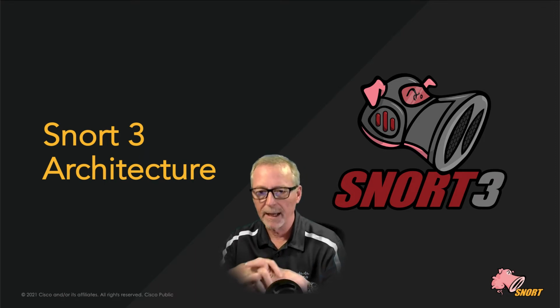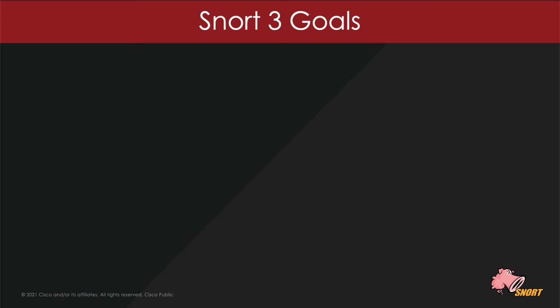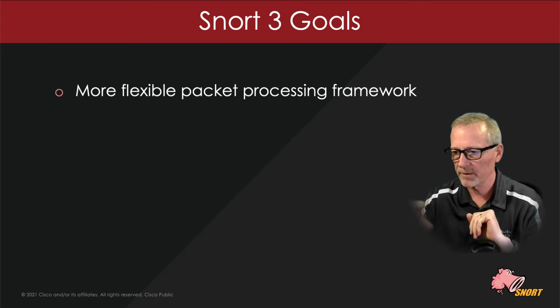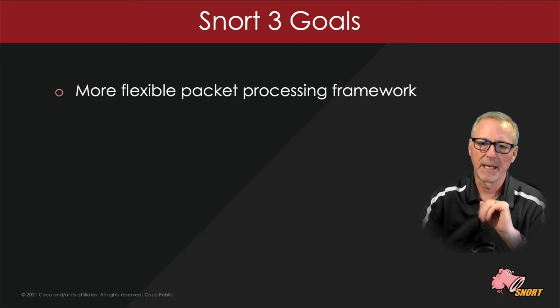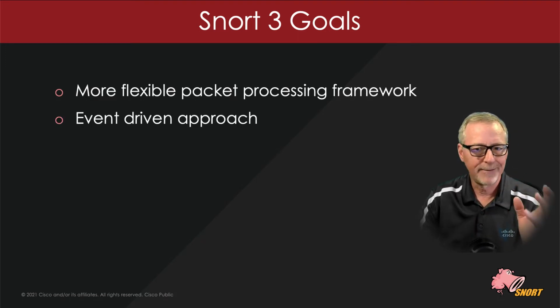So let's take a look at Snort 3 architecture then. What were the goals again? So the goals: a more flexible packet processing framework. So we saw how Snort 2 is very procedural, left to right, whatever you want to say, up or down, but it has to go from one step to the next. We wanted to make that a little more flexible. And what would help here is an event-driven approach. So instead of, again, doing it proceduralized, let's do an event-driven approach, which is more efficient.